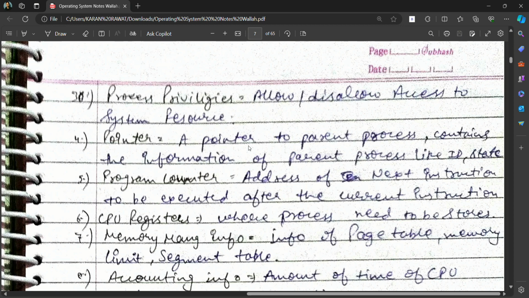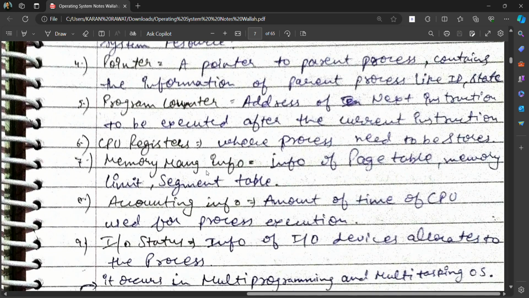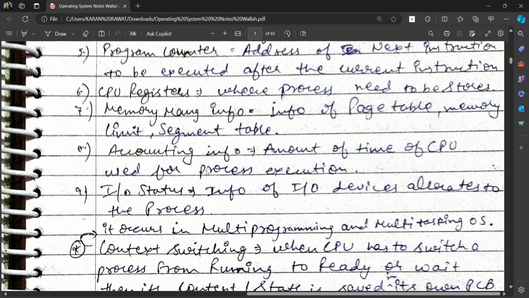Next is memory management information. So the information of page table, memory limit, and segment table is all stored in memory management information. Then accounting information basically means the amount of time the CPU uses for process execution. For executing that particular process, how much time is taken by the CPU comes under accounting information. Next is input output status. So the information of input devices allocated to that particular process is stored in input output status.